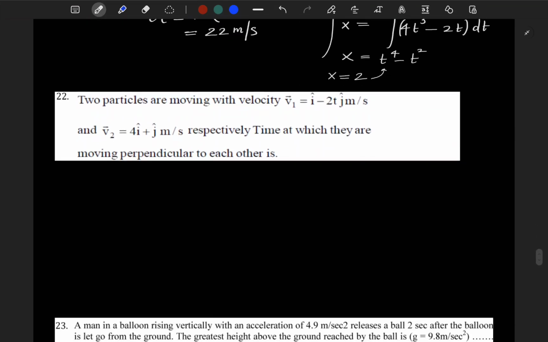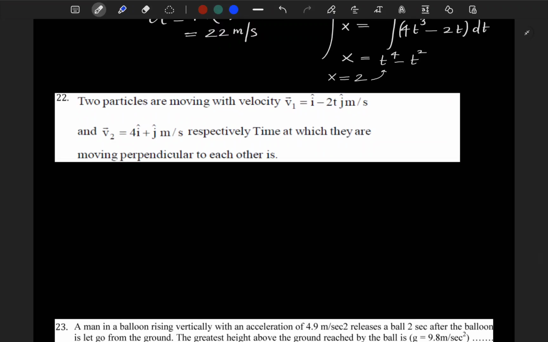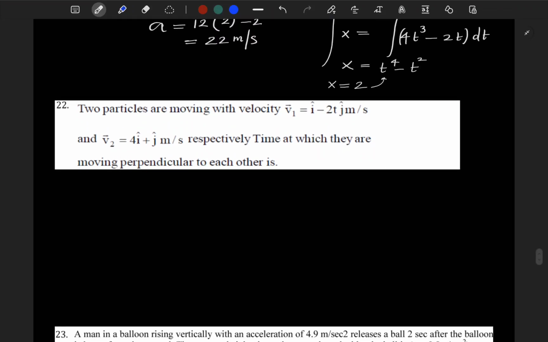Now you have one more question here, the 22nd one. Two particles are moving with velocities v1 = i cap - 2t j cap meters per second, and v2 = 4 i cap + j cap meters per second respectively. Find the time at which they are moving perpendicular to each other.